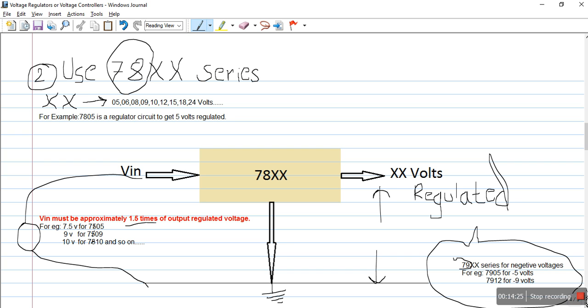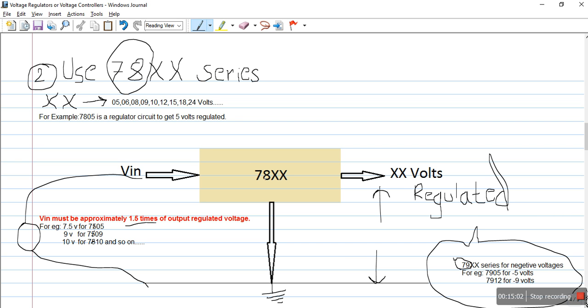If you decrease the input voltage below 15 volt, you may get output voltage less than 10 volts. So again you are not getting regulated voltage in the output side, right? So input voltage must be at least 1.5 times the regulated voltage. This is one of the most popular series, the 78XX series. This will give you positive voltage at the output side. There is another series also known as the 79XX series. When you go for the 79XX series, it will give you negative voltage, like 7905 will give you minus 5 volts with respect to ground, right? For that, the input voltage requirement is also negative.